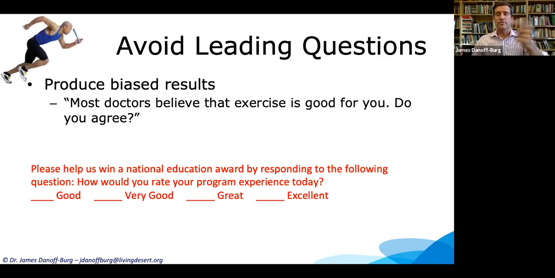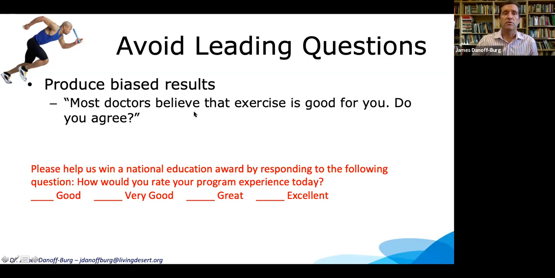All right, so we've already done the running man thing. We could rewrite that first question as, do you agree that exercise is good for you? You could rewrite the second one by taking off the please help us win the National Education Award part of it and just ask, how would you rate your program experience today? And then you would have to change the response options to poor, not good, neutral, good, very good, and then stop it at that. So you'd maybe give them 5 options that way, and you would have the ability to get at least neutral as well as poor. So that's an easy way to fix those two.